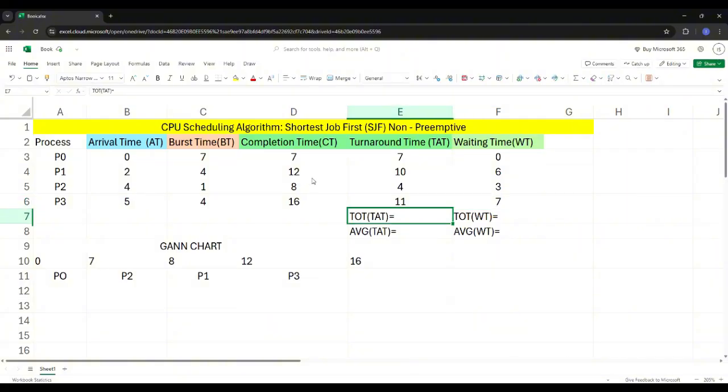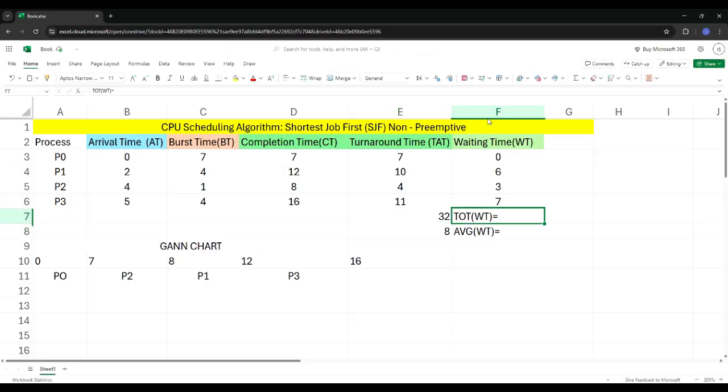After that, let's get the total and average of turnaround time. To get the total turnaround time, we add P0, P1, P2, and P3. That's 7 plus 10 plus 4 plus 11 equals 32 milliseconds. After we get the total, let's get the average turnaround time. We divide the total turnaround time by the number of processes. 32 divided by 4 equals 8 milliseconds.